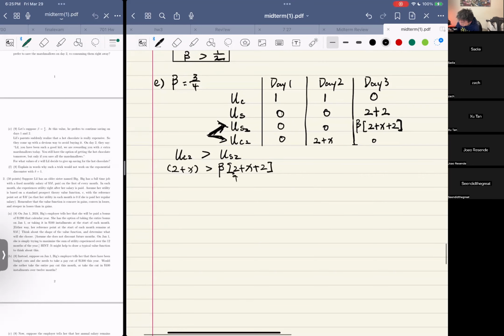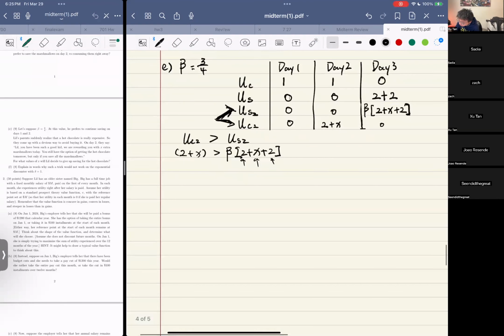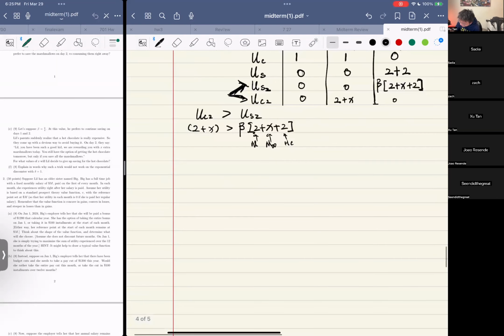So this 2 is from saving from the previous day, this X is the actual amount, and this 2 is the hot chocolate. Marshmallow. This is marshmallow to infinity. No, but anyway, and then you solve.